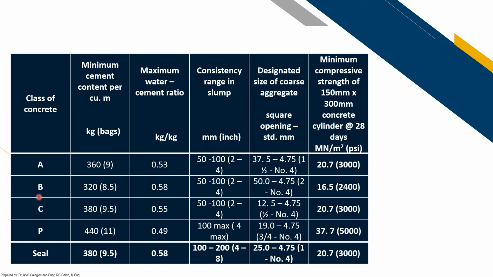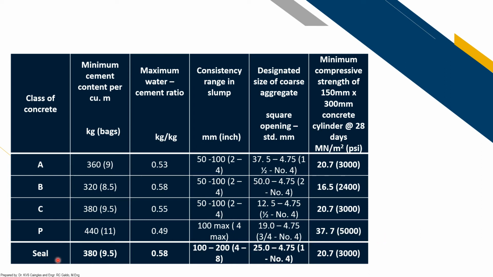So when you say class P, ang iyahang minimum cement content per cubic meter is 11 bags, or that corresponds to 440 kilogram. And then ang water cement ratio ana is 0.49. Okay? And then ang iyahang consistency is ang iyahang maximum is 4 inches. Okay? And then ang iyahang designated nga size of coarse aggregate is nag-range from 3/4 inches to number 4 nga sieve. And then ang iyahang design strength ana at 28th day is 5,000 psi.